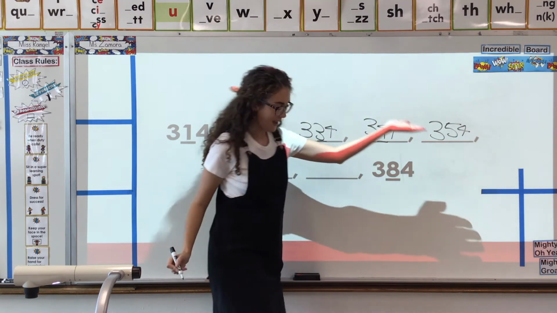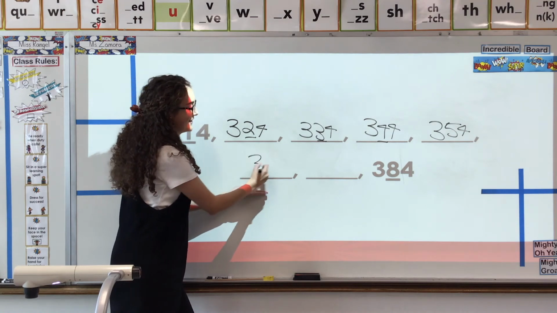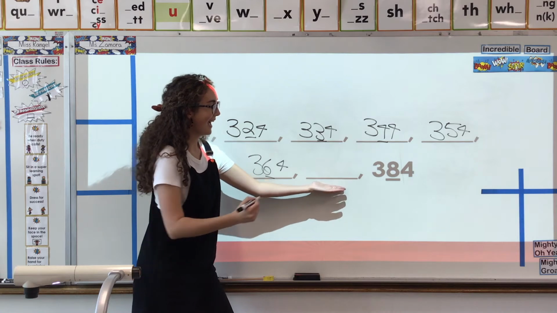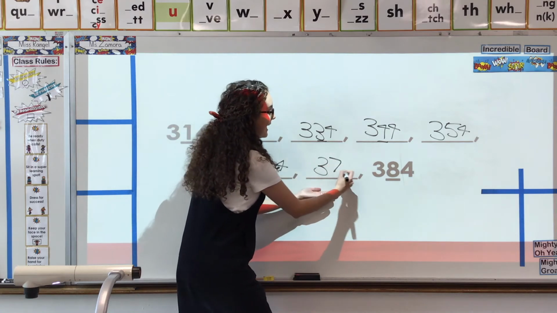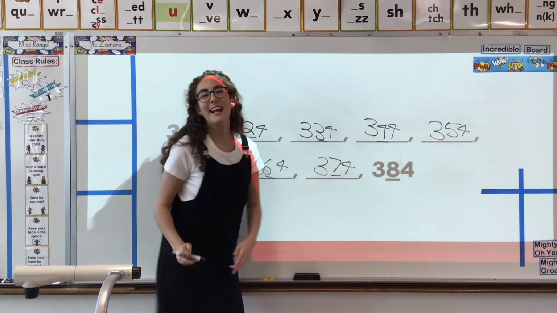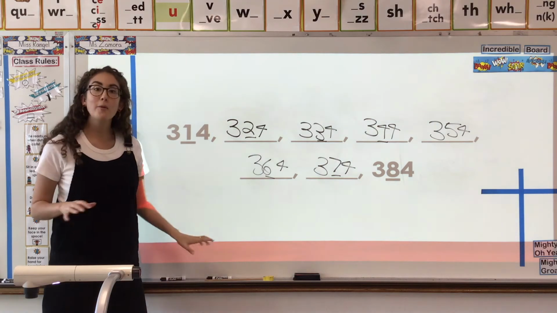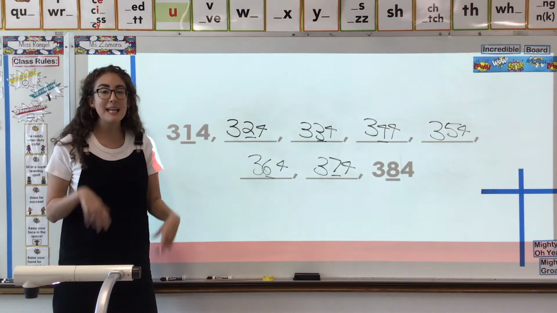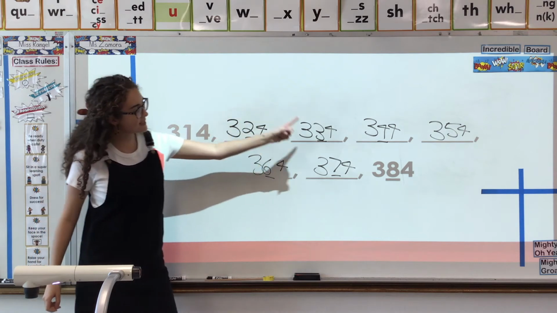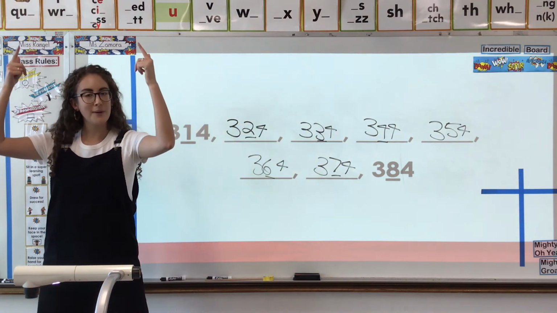354 and 364 and 374 to 384. Awesome job. Our tens place was getting bigger each time. 1 10, 2 tens, 3 tens, 4 tens, and up, up, up.